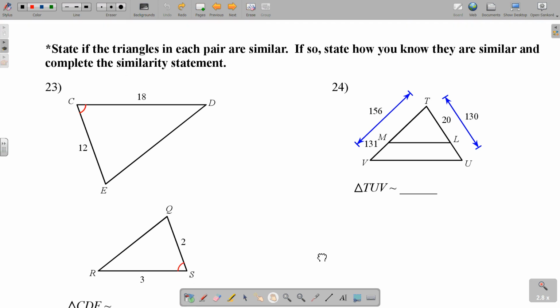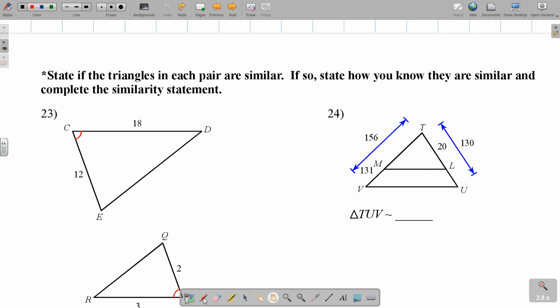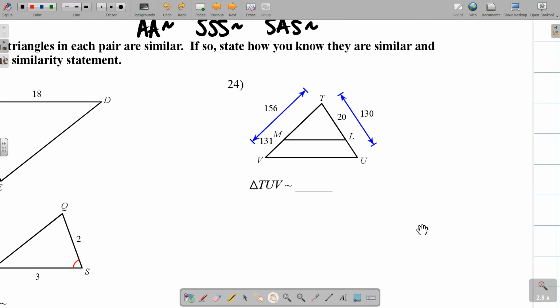We just did this. State if the triangles are similar. And the shortcuts you're looking for here are angle similarity, side similarity, or side angle side similarity. Let me get you started on 24 here. Super important. If you have overlapping triangles, your first and foremost duty is to pull them apart.